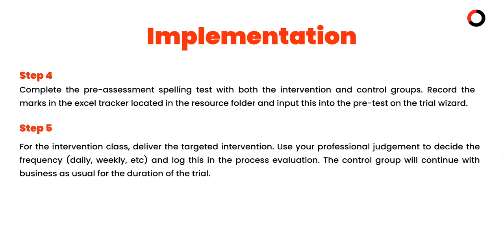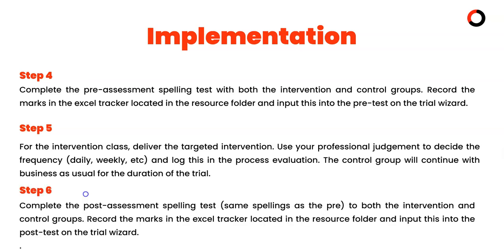Step 5. For the intervention class, deliver the targeted intervention. Use your professional judgment to decide the frequency. So will this be done once a week or daily? And then log this in the process evaluation. The control group will continue with business as usual for the duration of the trial.